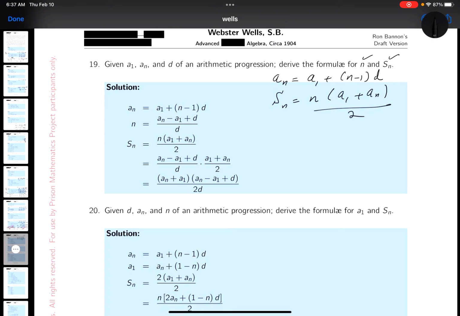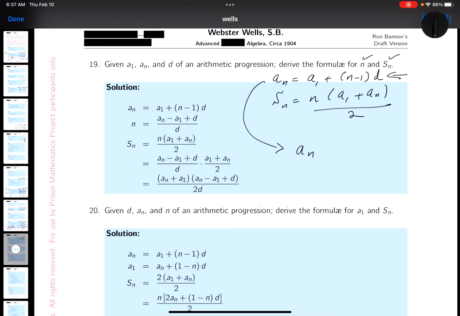Well, let's take a look at it. Let's look at the first formula. And the first formula is, an, I know that, a1, I know, d, I know. So I can use this first formula, and I can actually solve it for n. All right, so let's write that down. So the first formula, I'm going to solve it.